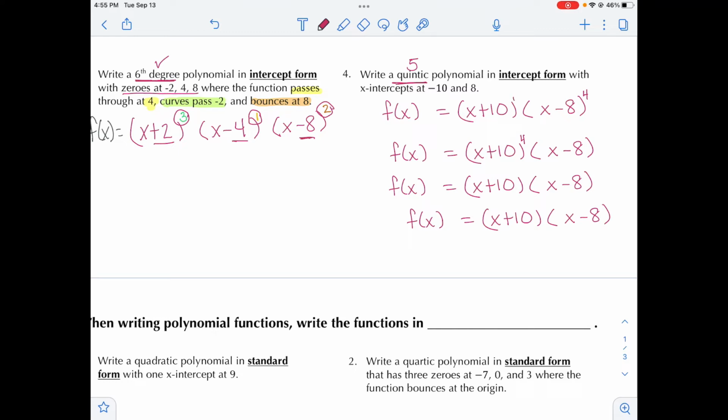Or I could have x plus 10 be 3 and x minus 8 be 2, or vice versa, x plus 10 be 2 and x minus 8 be 3. As long as they add up to 5, it doesn't matter because they didn't give any other information. So any of these would be correct.